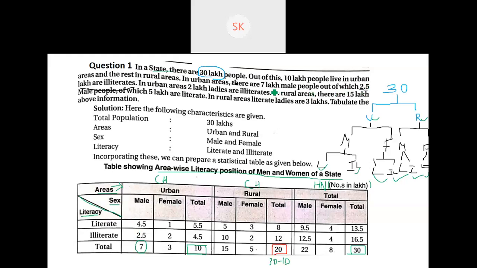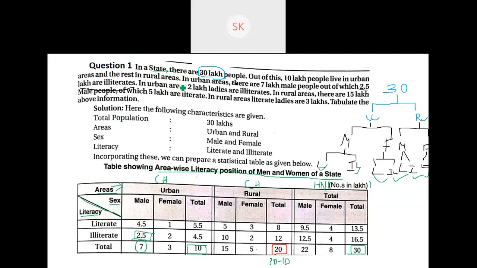Now out of 7 lakh urban males, 2.5 lakhs were illiterate. This is given to us. Once you know both of these, we will go to the calculations later. This is the information we got, and we have filled that in.